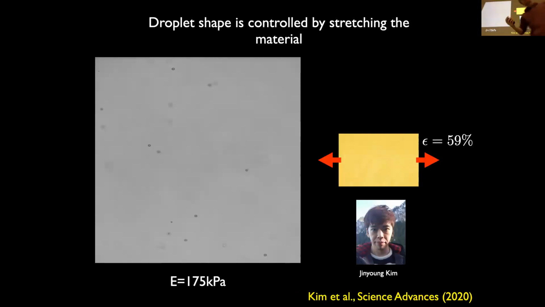And then, like I mentioned, if you stretch the stuff, you also control the shape of them. So if you have a round droplet, when it's not stretched, you put a stretch on this guy, you start to see these things forming little ellipses.